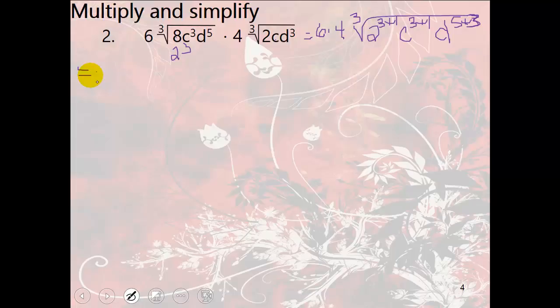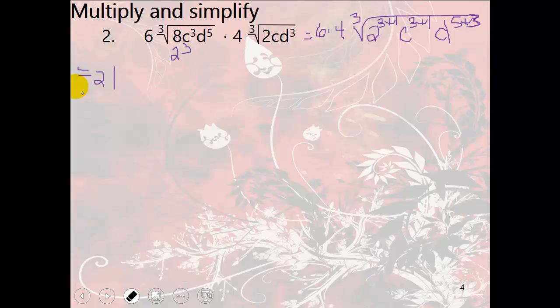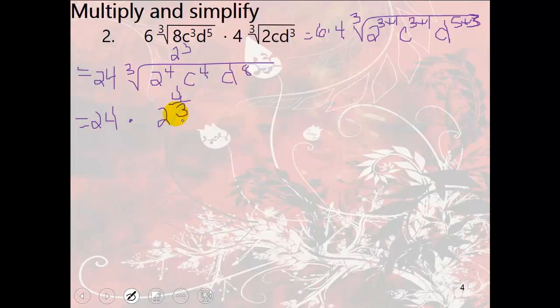All right, I'm going to move over here, give myself a little bit more space. I'm going to take that to 24, multiply that out. I can do that at any point. If you don't want to do it yet, you don't have to. And then this is the cubed root of 2 to the 4th, c to the 4th, d to the 8th. And now I'm going to apply my power over index rule. And this is going to be 24 times 2 to the 4 over 3, c to the 4 over 3, d to the 8 over 3.